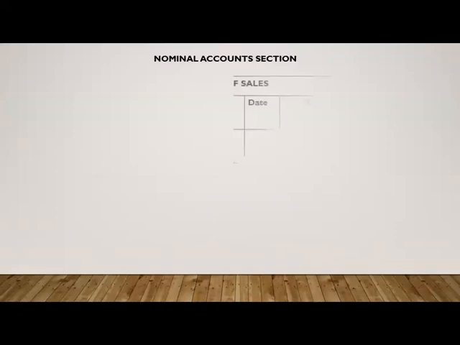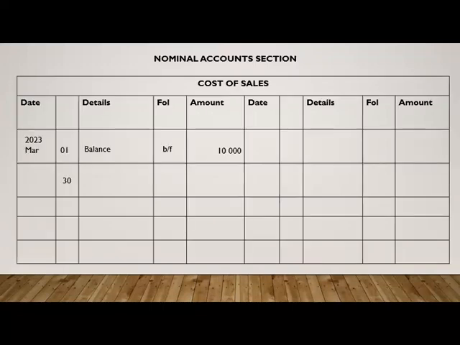I don't know if I already recorded cost of sales. Okay, I will record it on the debit side of cost of sales. Let me just stick to this for now. I will record it on the debit side of cost of sales, and the folio there will be CRJ.